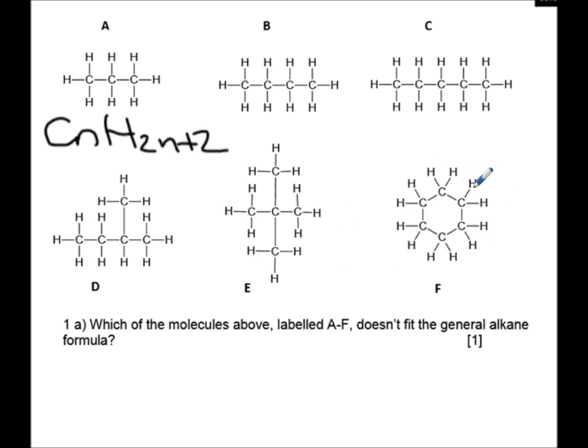Molecule F, however, is a cycloalkane, and cycloalkanes have the same general formula as an alkene, which is CnH2n. As you can see here, 1, 2, 3, 4, 5, 6 carbons, 12 hydrogens, which fits in with CnH2n. Therefore, your answer will be molecule F, which doesn't fit with the general formula of CnH2n+2.